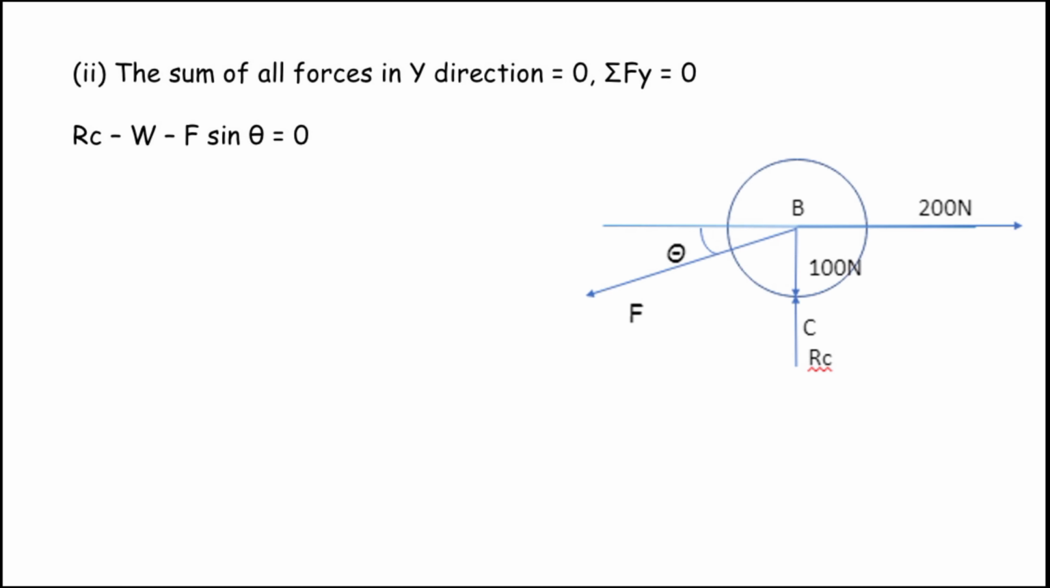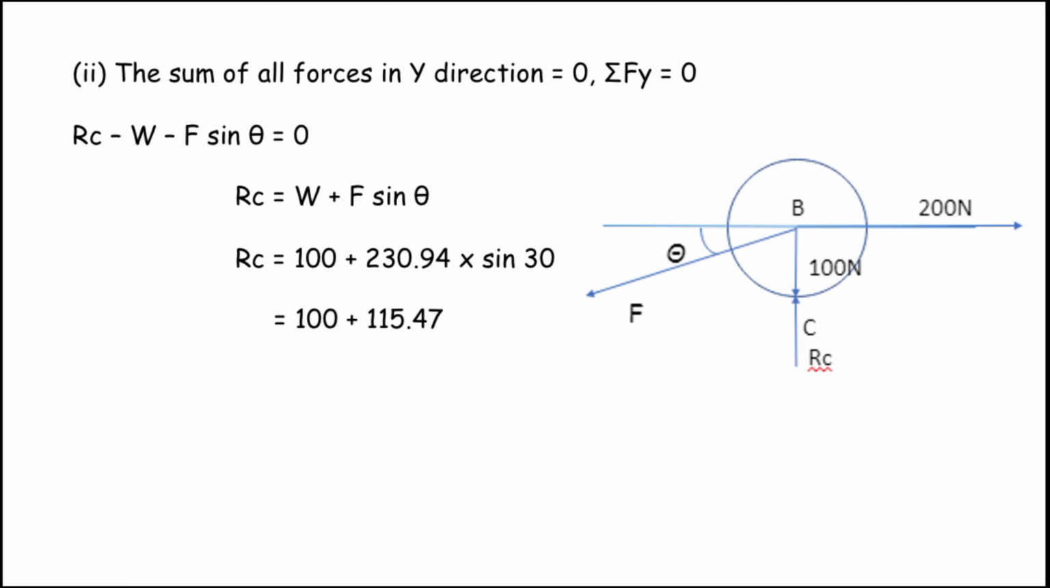Now, I am transferring the W and F sin theta to the right side. They become positive. So, RC equals W plus F sin theta. Now, I am substituting the values of W, F and theta. So, 100 plus 230.94 into sin 30. The value of sin 30 into 230.94 is 115.47. Now, adding the 100 to that, it becomes 215.47 Newton. The vertical reaction at C is 215.47 Newton.